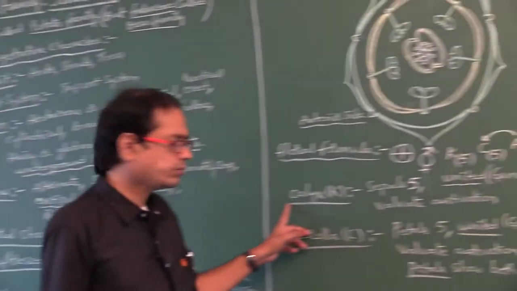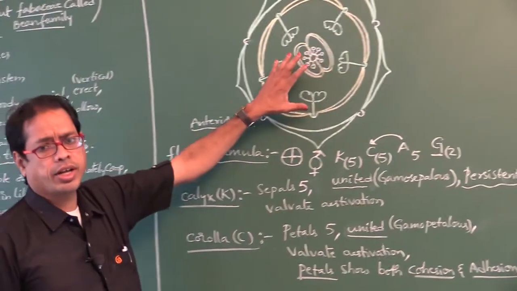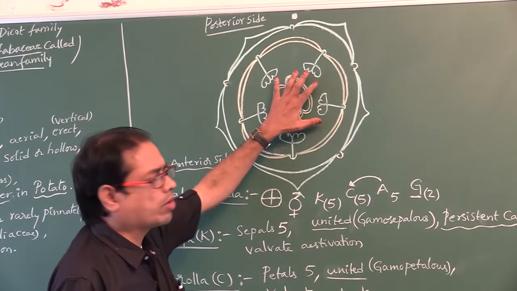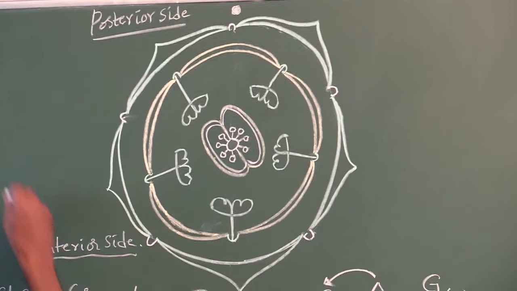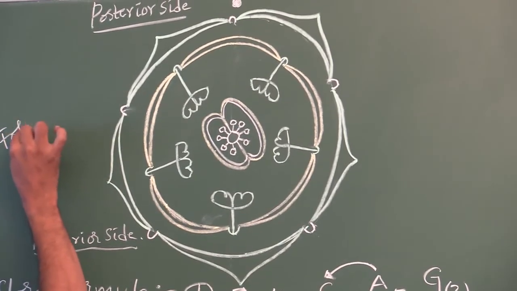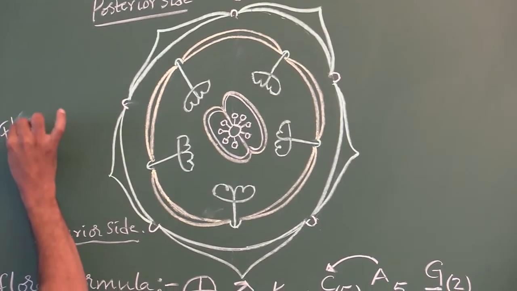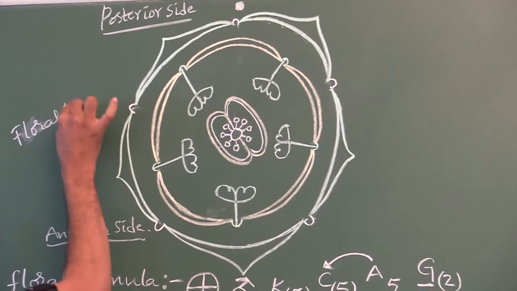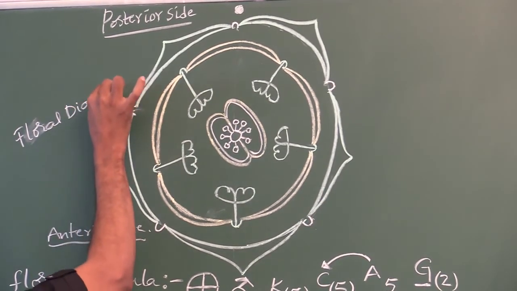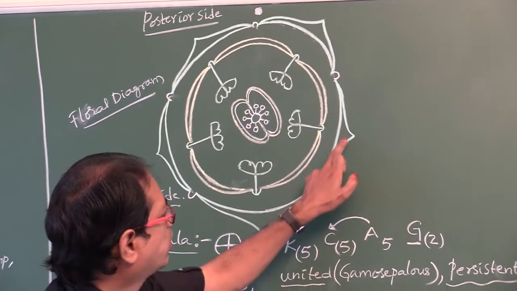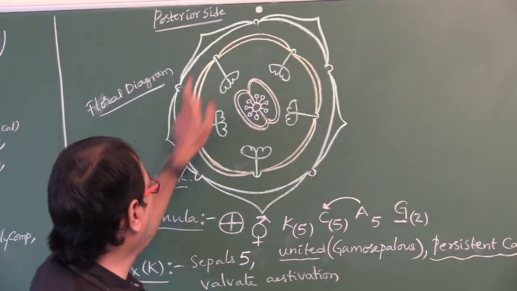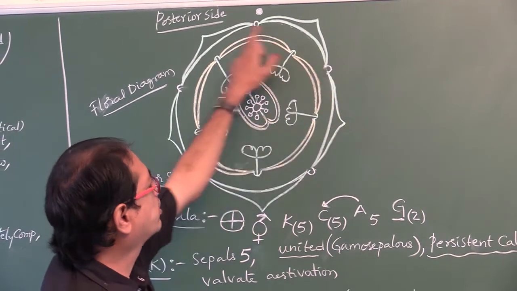Calyx. Let's see the diagram, my dear students. This is the floral diagram of the Solanaceae flower. These are the sepals: 1, 2, 3, 4, 5. Number of sepals? 5.